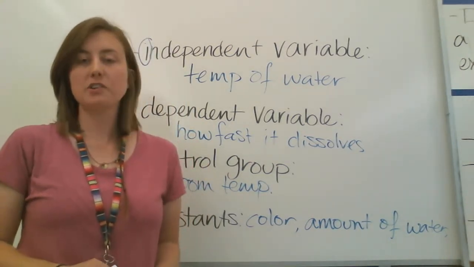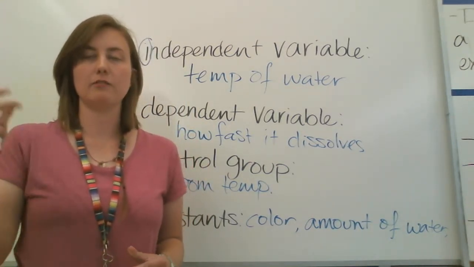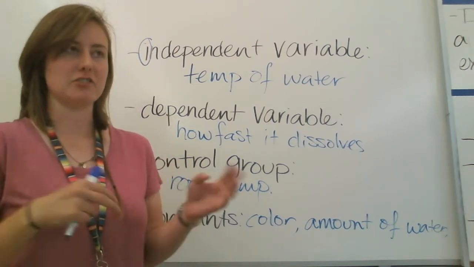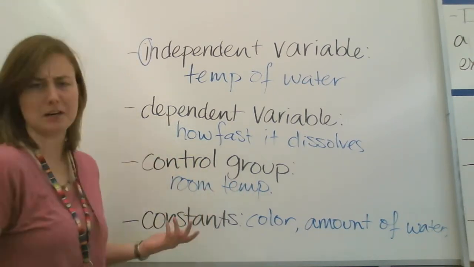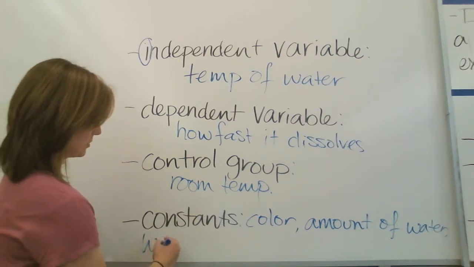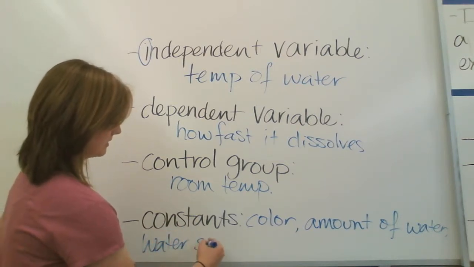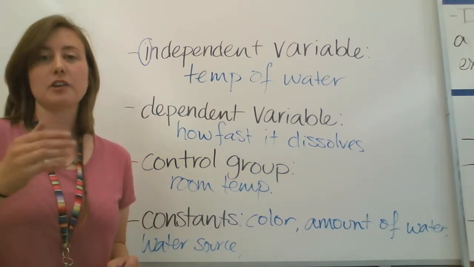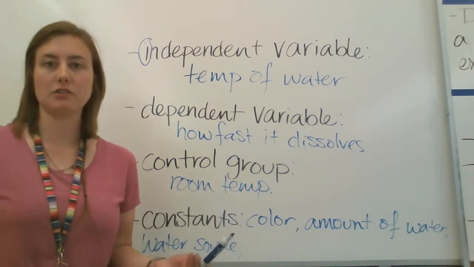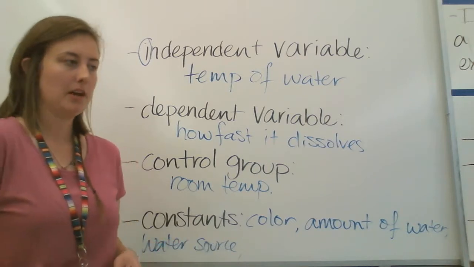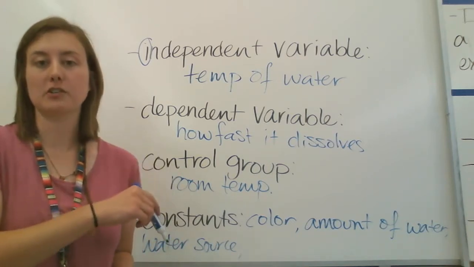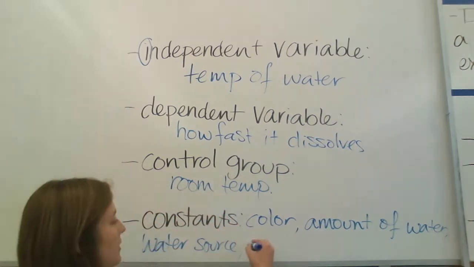Probably the source you get the water from. So if you get some water from the tap, you probably want to get it all from the same tap, just in case there's different minerals or something, right? In case that would affect it. So maybe the water source you'd want to keep constant. If you're going to stir it, you would want to stir them all the same. I would say probably don't stir them just so that doesn't mess it up. But if you're going to stir one of them 5 times, all 3 of them have to be stirred 5 times, right? So the amount of stirring.